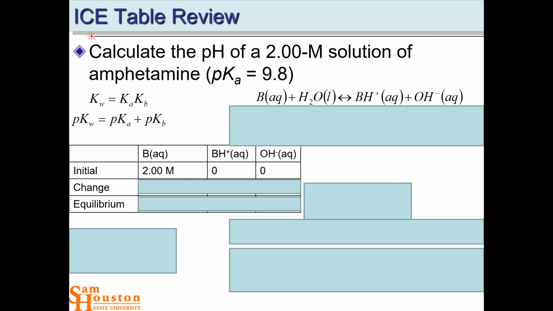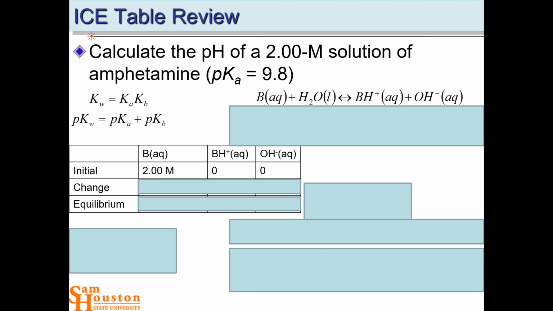And so this is that relationship. If you don't remember that, write it down. Kw is equal to Ka times Kb. And you should know off the top of your head what Kw is. And it's 1 times 10 to the minus 14. Okay? So Kw is 10 to the minus 14. And that's where your 14-point pH scale comes from.